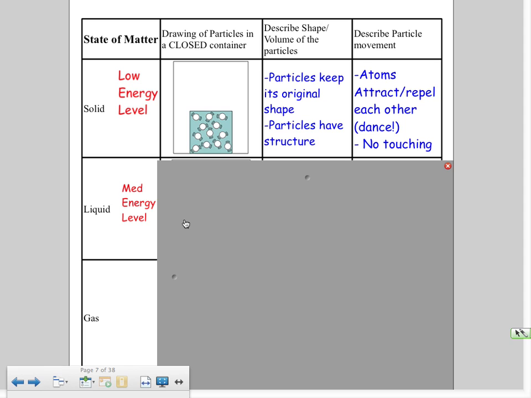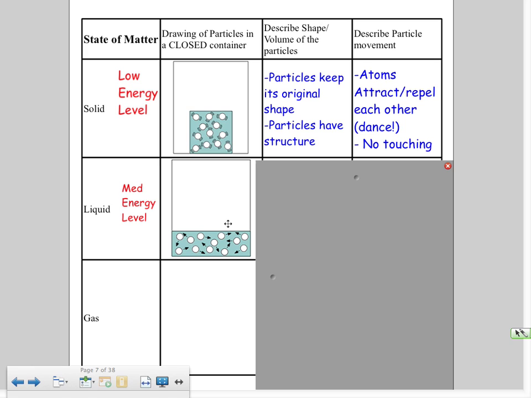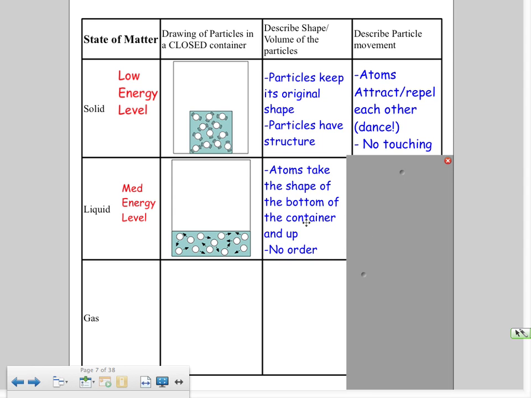When we draw this picture of liquid in a container, you'll notice that the liquid stays at the bottom of the container, and if you were to continue to fill it up, it would go all the way up to the top. So, atoms take the shape of the bottom of the container and it goes up. There is no order at all except that it keeps the shape of the container at the bottom. There is no real structure.